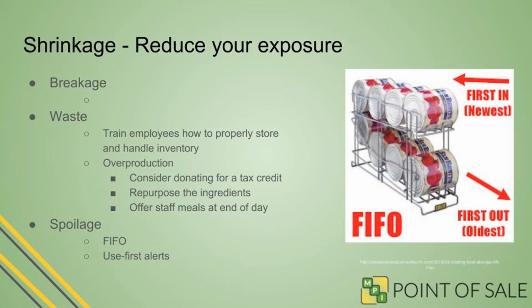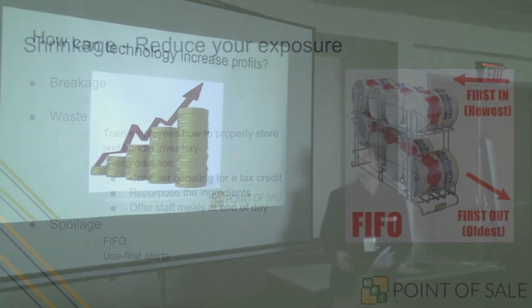Lastly, we'll talk about spoilage. Hopefully everyone is familiar with FIFO, first in, first out. It is the easiest way, in my opinion, to prevent spoilage. Make sure your oldest items are being used first. And again, a good point of sale system will have use first alerts, so you know what is about to spoil, so that you can make sure to push those items in that period of time before it goes bad.